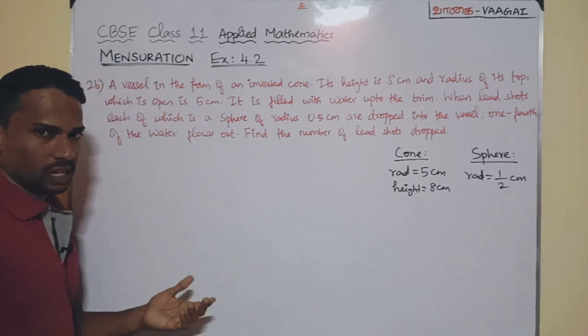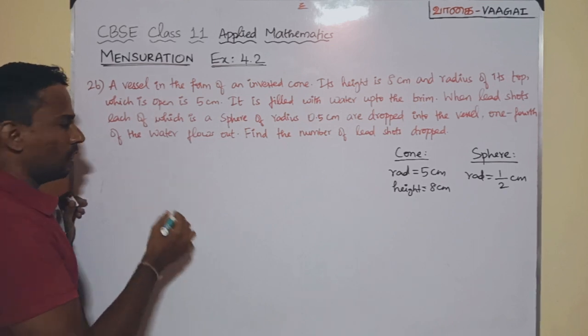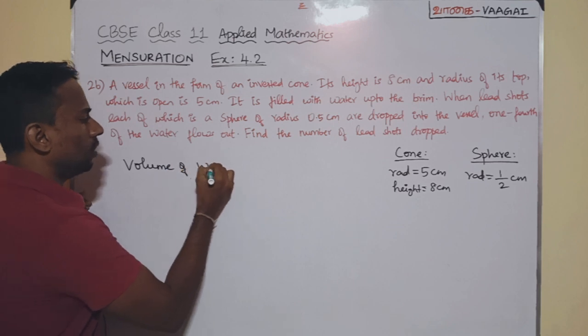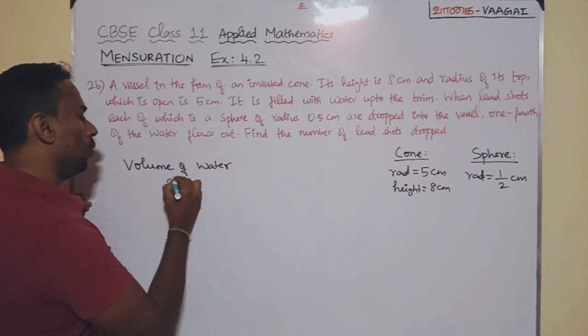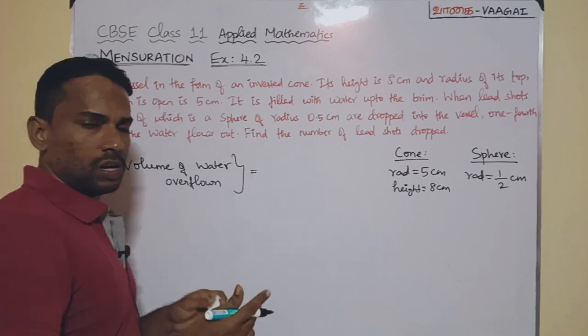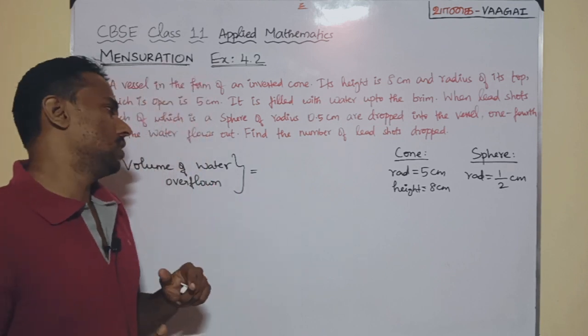So for that reason, how I am going to equate is the water which is overflown. Okay, so the volume of water overflown. Now this will be same as what? Now this will be same as the volume of all the lead shots that we dropped inside the vessel. That's it. That's a simple idea.